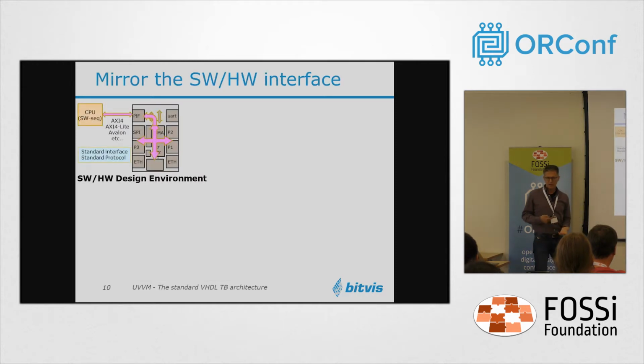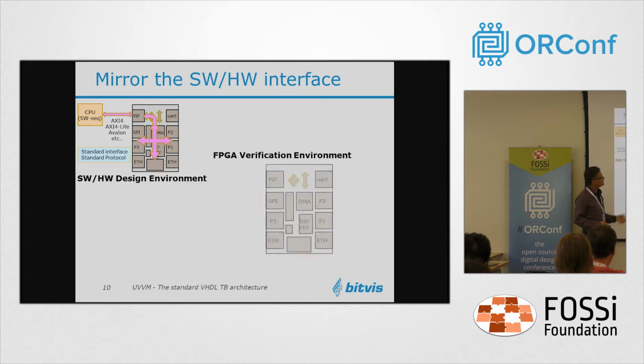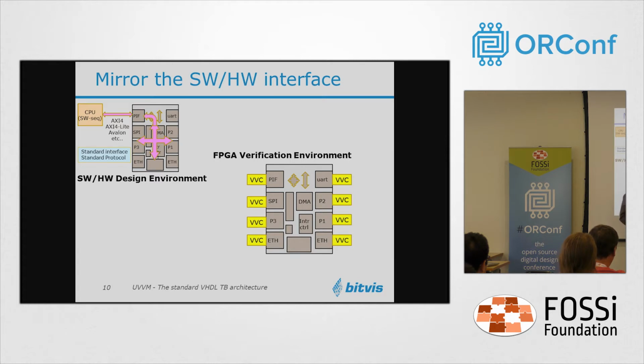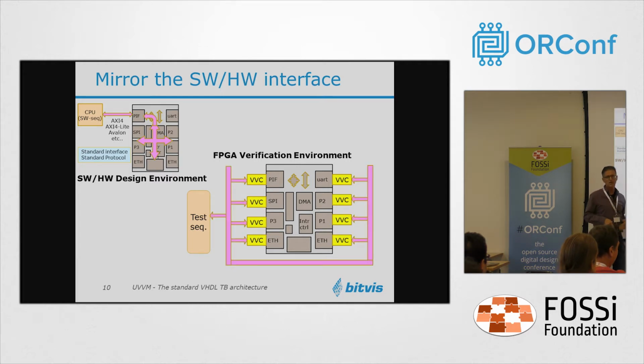Okay, so let's look at how we can mirror this into our verification system. So first, looking at the FPGA verification environment. Same FPGA, I will now connect a verification component, dedicated, of course, to every single interface, connected directly to each interface. Then we have a test sequencer. And of course, the test sequencer is going to send commands to all these verification components. So it needs a bus system to do that.